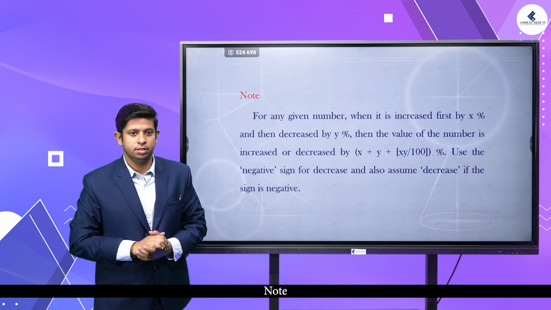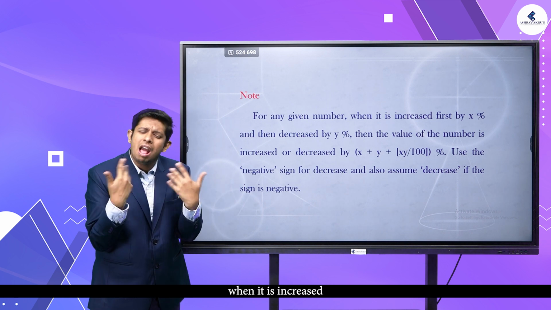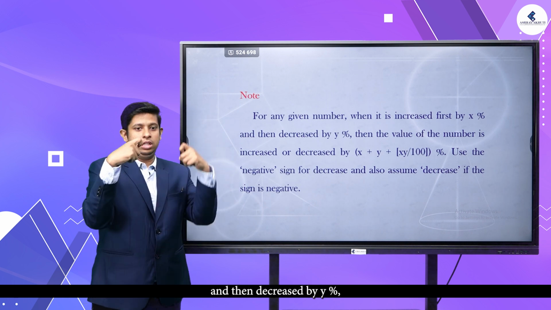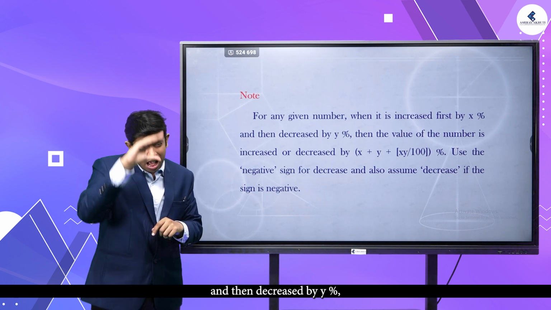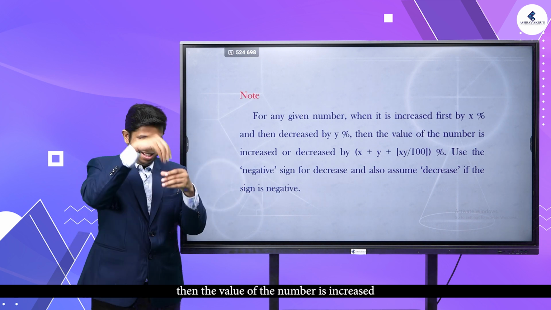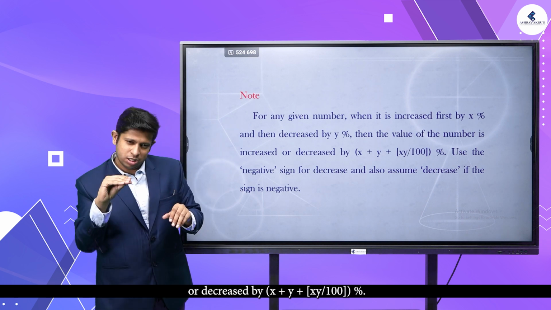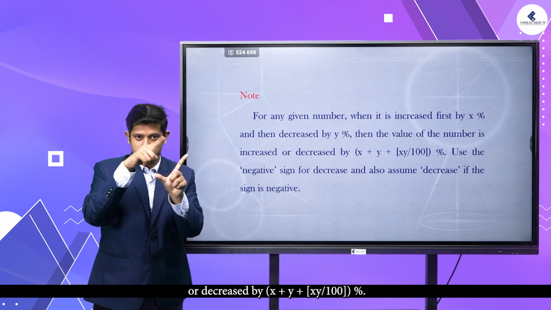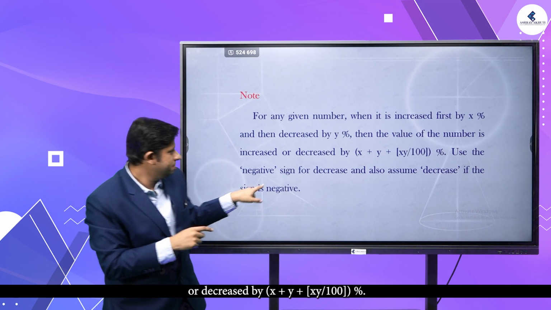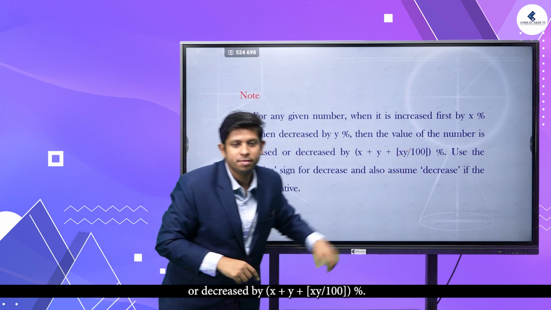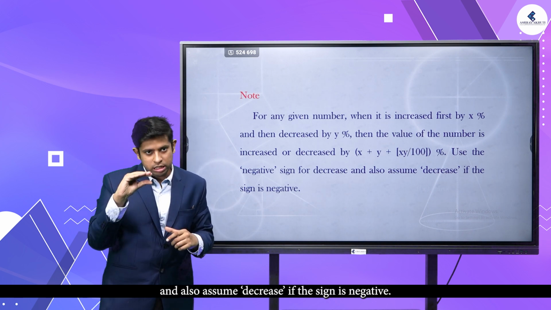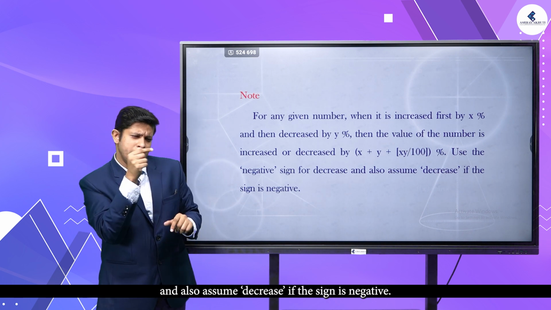Note: for any given number, when it is increased first by x% and then decreased by y%, then the value of the number is increased or decreased by x plus y plus xy by 100%. Use the negative sign for decrease and also assume decrease if the sign is negative.